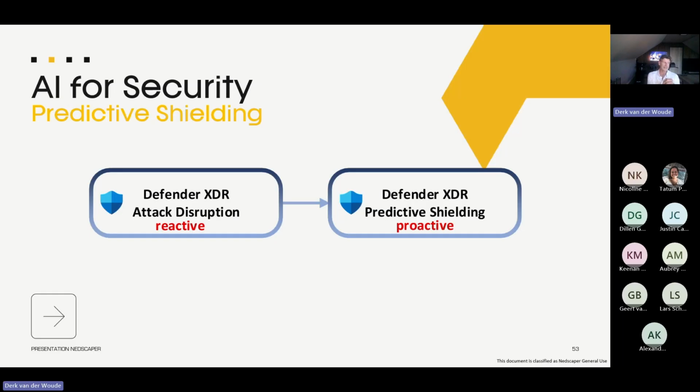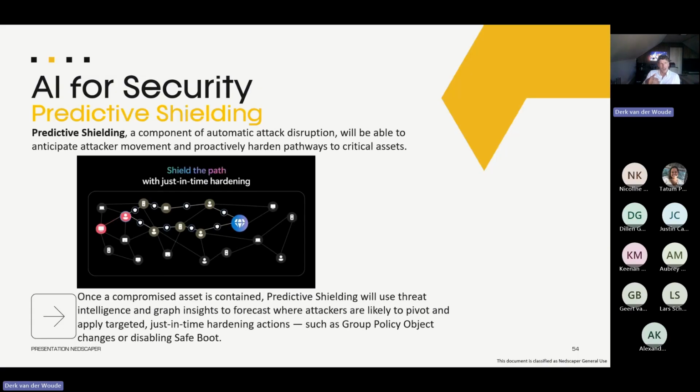So when the attacker is in the environment, attack disruption will try to block it with what it knows and what the attacker is doing. But predictive shielding can basically predict what the attacker is going to do to reach their critical targets and block the targets from being accessed by the attacker itself. I think a really nice feature also.